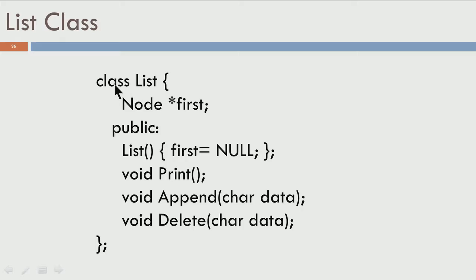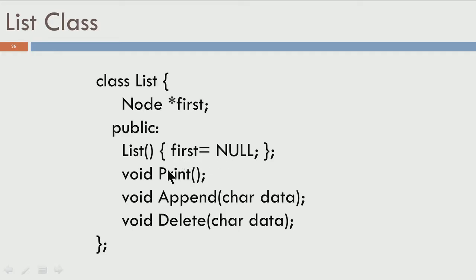So, what does the linked list have? The linked list has a node called the first node, right. So, the linked list has a first node, and it supports various operations like print, append, delete and so on, and it has a constructor called list. If I want an initially empty list, all it is supposed to do is ensure that there is no valid node that is pointed to from it. So, first equals null, that is it.